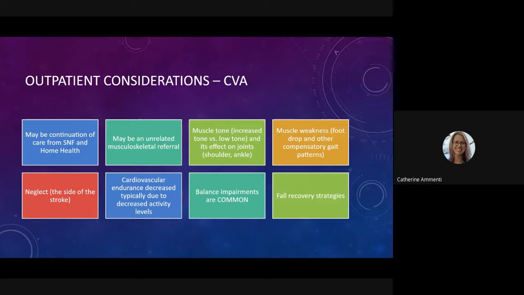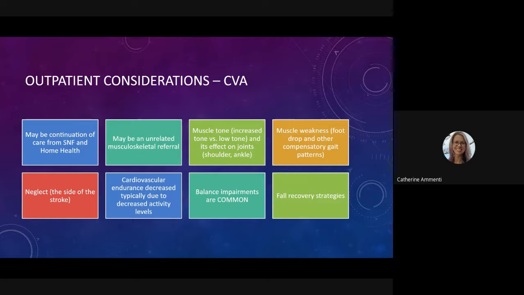Other muscle weakness issues can come in the form of foot drop and other compensatory gait patterns. So remember when we talked about AFOs, sometimes a patient will have an AFO because their tibialis anterior is unable to fire in order to clear the toes during gait. They may have neglect. So on the side of the stroke, the opposite side of the brain was affected. So their brain may not be really ready to pay attention to that side of the body. So you may need to do things to encourage paying attention to that side.